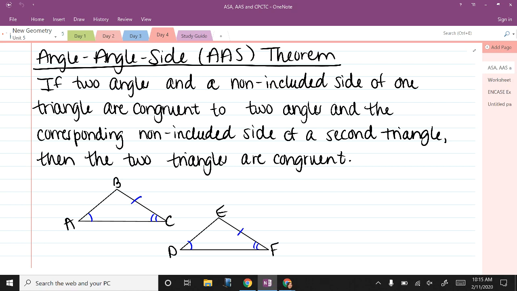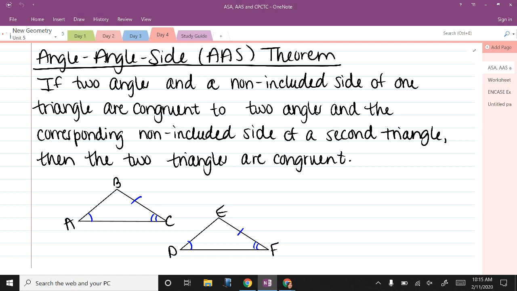So angle, side, angle has the side between them. Angle, angle, side, the side that's congruent is outside the two angles. So you can have angle, angle, side, but you cannot have side, side, angle, or angle, side, side. Does that make sense? Makes sense. Okay, no ugly words in math class. We do not have angle, side, side.